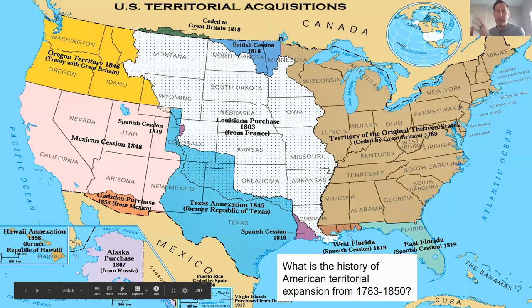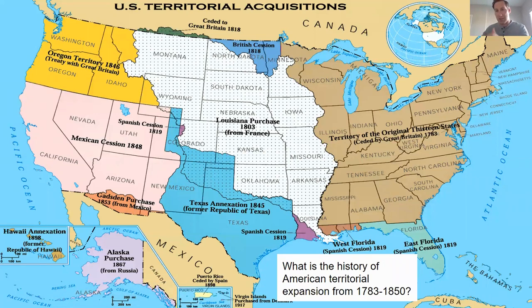era of the greatest amount of addition, at least to the continental United States, in terms of territory. So America is gaining tons and tons of land in the years between really 1819 and 1850. So what were the major acquisitions that the United States made? And how did that expand American territory? And where exactly are these purchases in case they come up on the test?